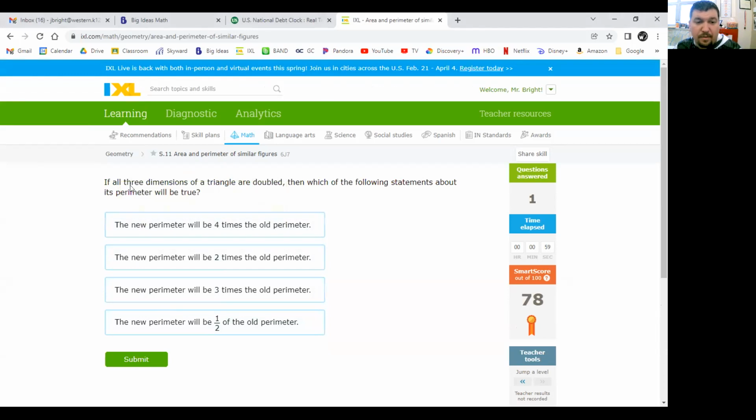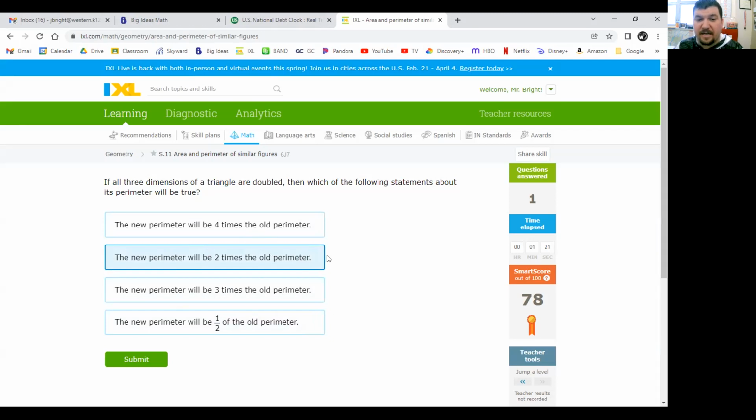Next up, it says, if all 3 dimensions of a triangle are doubled, then which of the statements would be true about the perimeter? Well, again, because the side length ratio is equal to the perimeter ratio, it would also be doubled. So the new perimeter would be 2 times the old perimeter. And oh, never mind. I guess you can only choose one. I thought that this was going to be choose all that apply.